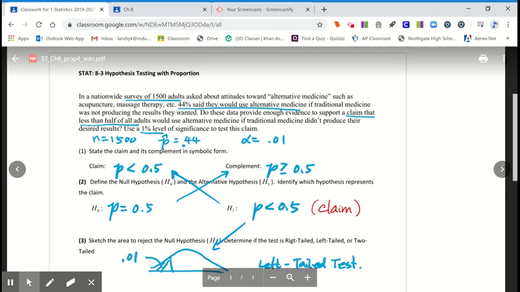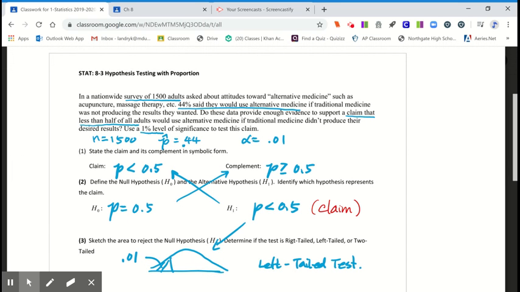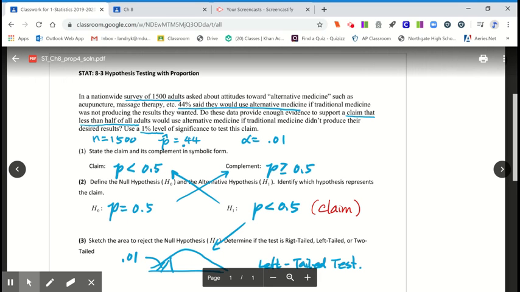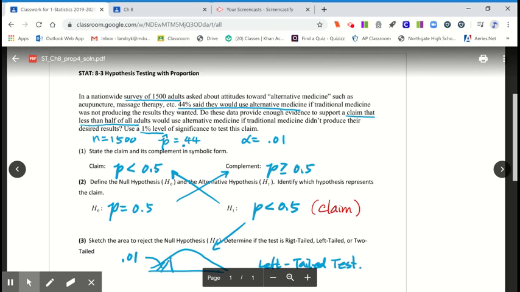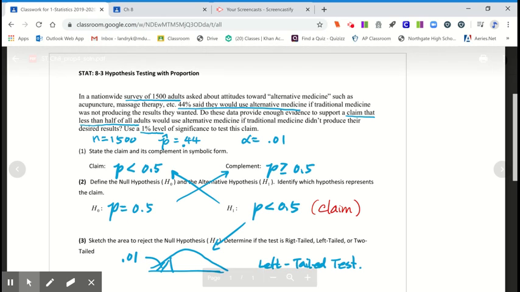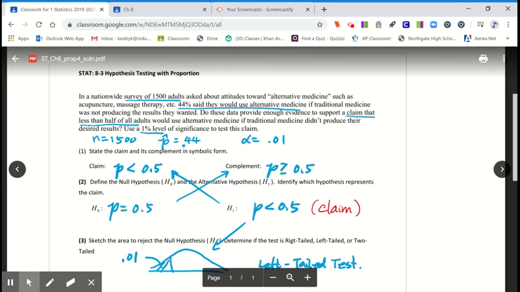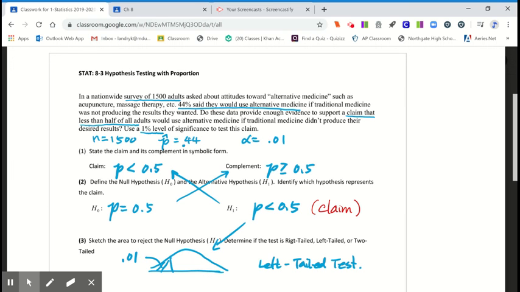Use a 1% level of significance to test this claim. That means alpha is 0.01. So step 1, claim is P is less than 0.5. Complement, P is greater than or equal to 0.5. Null hypothesis is always equal to, and this pairs up with the complement, which means the claim ends up in the alternate hypothesis. P is less than 0.5 here.